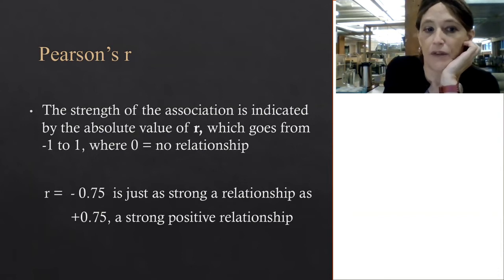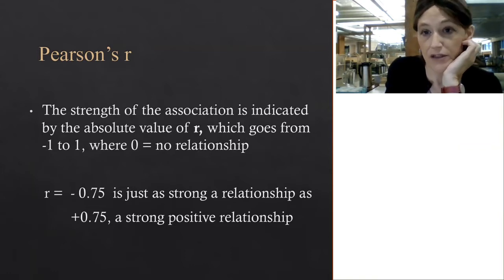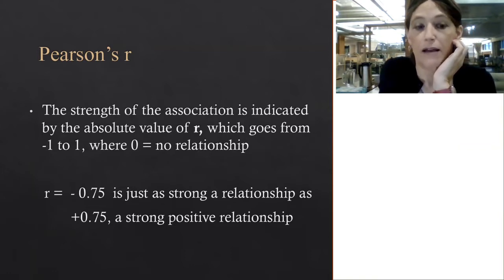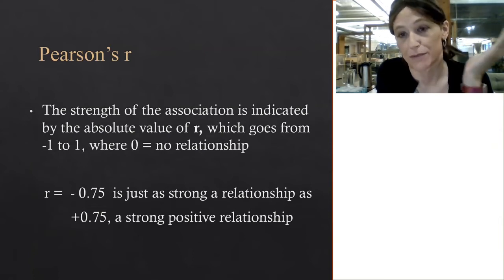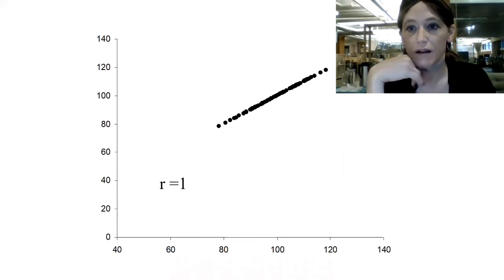So a -0.75 correlation would be just as strong in terms of absolute effect or relationship as a positive 0.75. A -0.5 would represent a negative inverse relationship, and a positive 0.5 would represent a positive relationship. We're going to see these in the diagram format or scatter plot format.